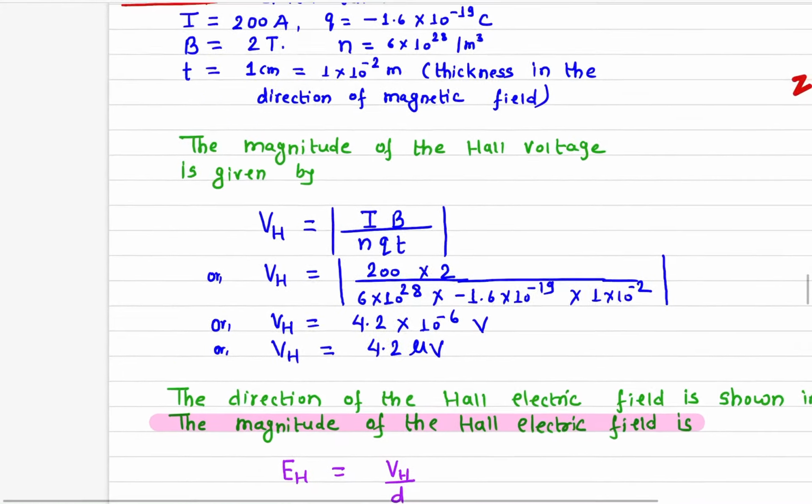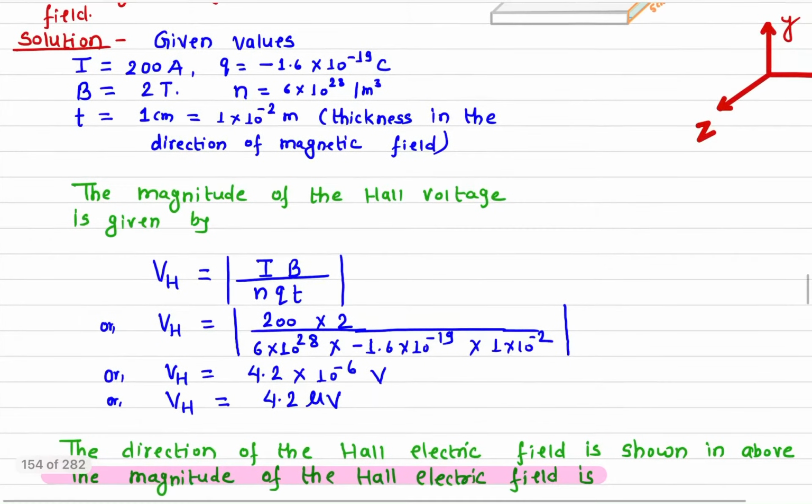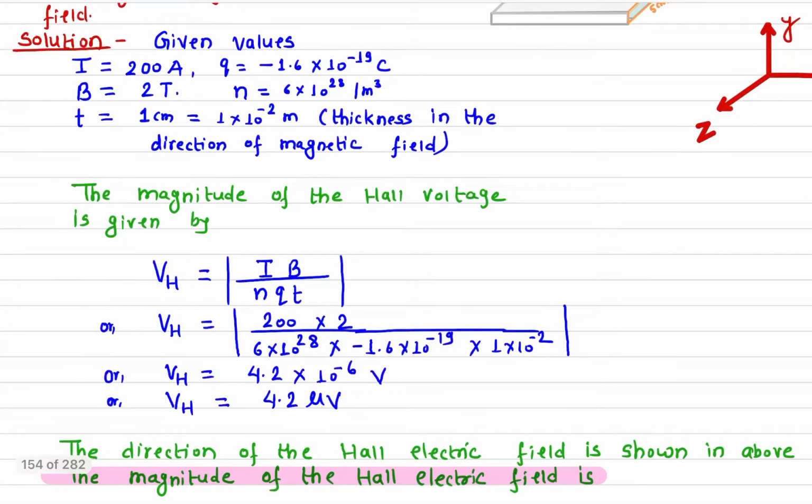Now we know that the equation for calculating the Hall voltage is given by I, B, over n, q, t. And here we are interested in finding out only the magnitude. I is the current, 200 ampere. B is 2 Tesla. n is 6 times 10 to the 28. q is 1.6 times 10 to the minus 19. And t is 1 centimeter.